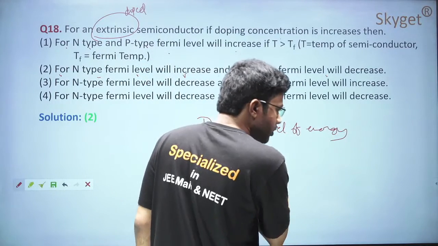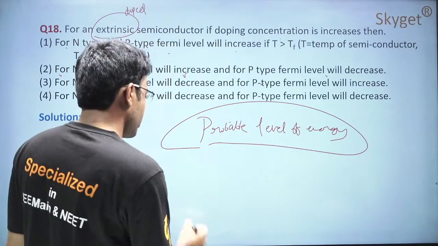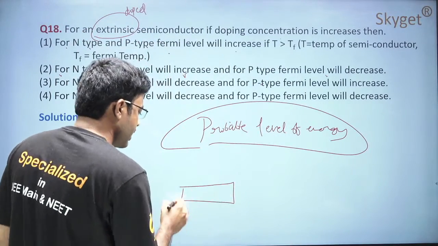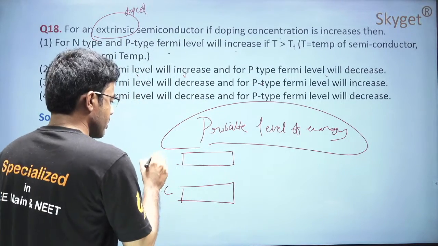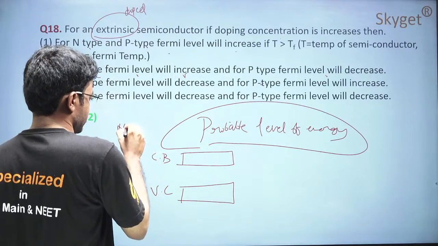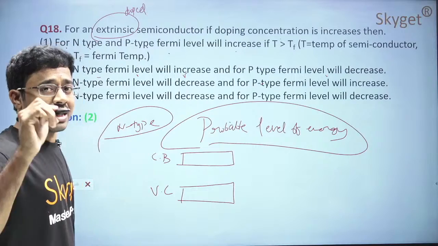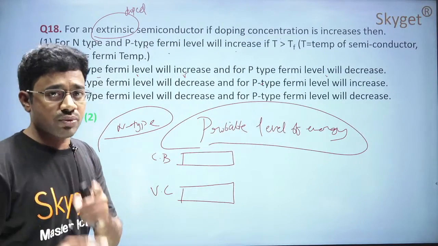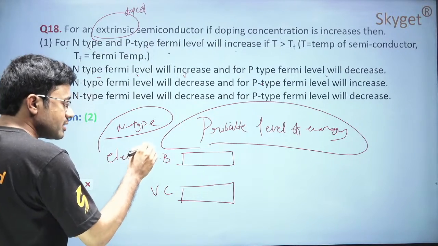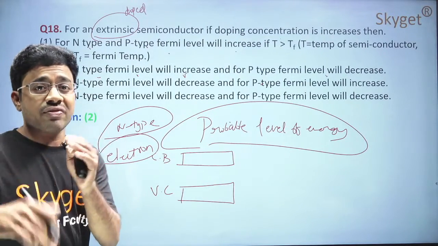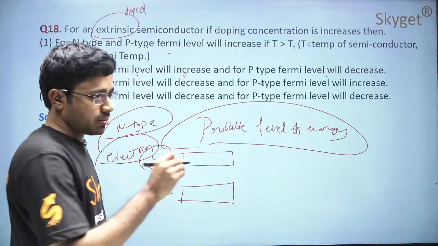When it is a probable level of the energy, as you know, these types of semiconductors can always be explained in terms of valence band and conduction band. Okay, first let us consider n-type semiconductors. N-type semiconductors are generally doped with pentavalent impurities, where it contains one excess electron. These excess electrons are free electrons, so they are always present in the conduction band.